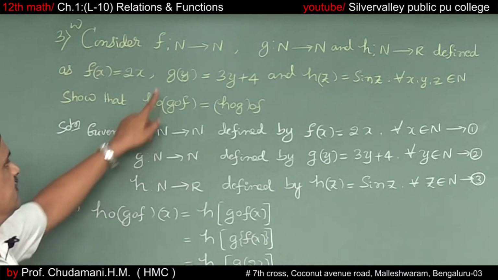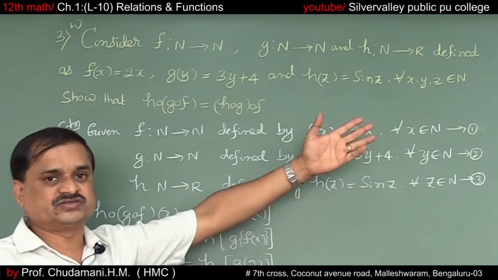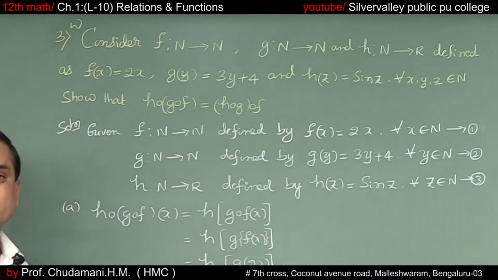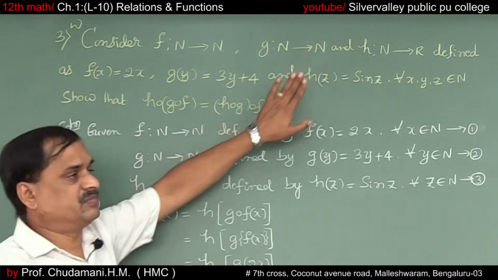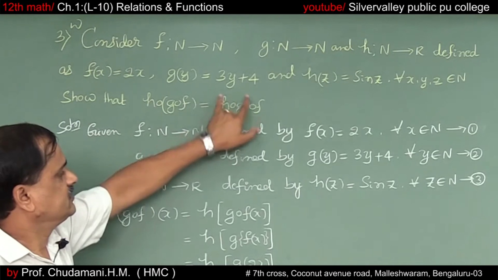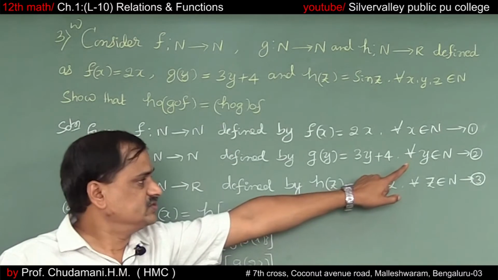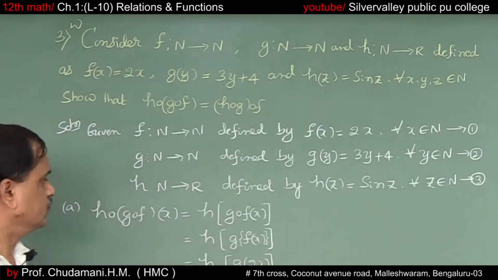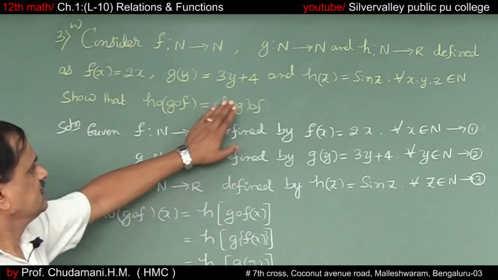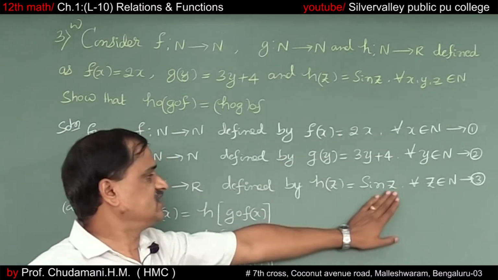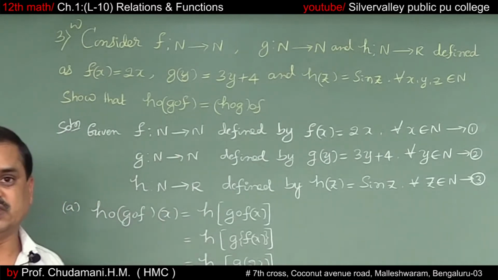Solution. Given f from N to N defined as f of x is equal to 2x, where x belongs to N. Let me call it as equation 1. And g from natural numbers to natural numbers again defined like this. G of y equals 3y plus 4 for all y belongs to N. Say equation 2. And h from N to R defined as h of z is equal to sin z for all z belongs to natural numbers. Say equation 3.